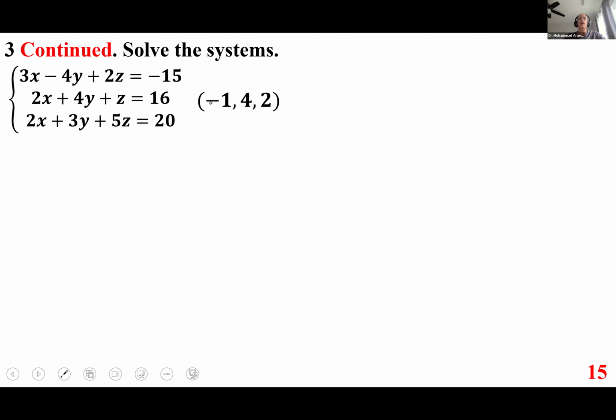So now, having said that, let's look at this one from the point of view of matrices, starting with the augmented matrix. Remember, you can look at it as a row 3, -4, 2, -15, or column, doesn't matter. Just make sure all the x's are in the same column, y's and z's, and if any of them is missing, take a 0 as a coefficient. So 3, 2, 2, -4, 4, 3, 2, 1, 5, and the solution, or the constant, -15, 16, 20.